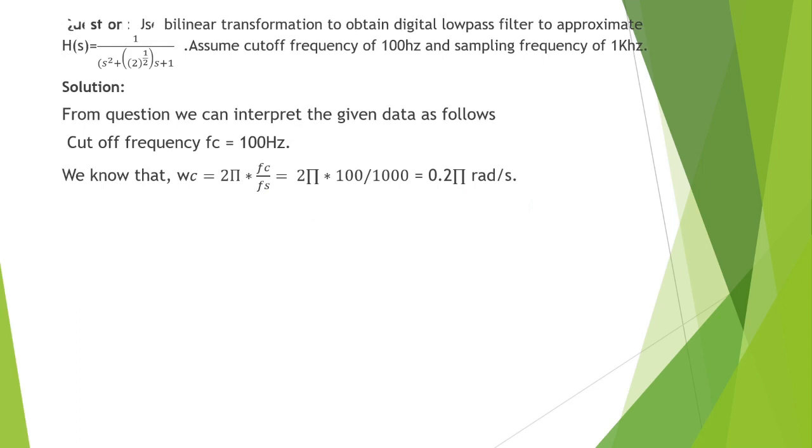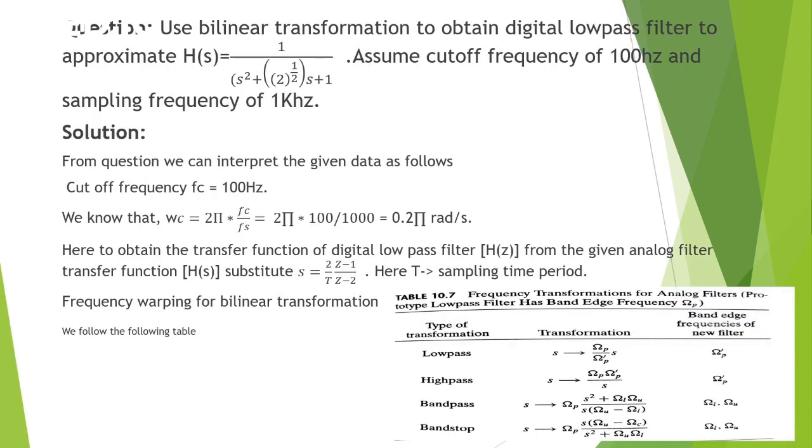Here on the screen you will be seeing a question in which we are asked to obtain the digital low pass filter from the given system function. From the question we can interpret the given cutoff frequency and sample frequency as 100 Hz and 1000 Hz respectively. Now we'll be obtaining the digital frequency omega c by using the formula 2 pi into fc by fs.